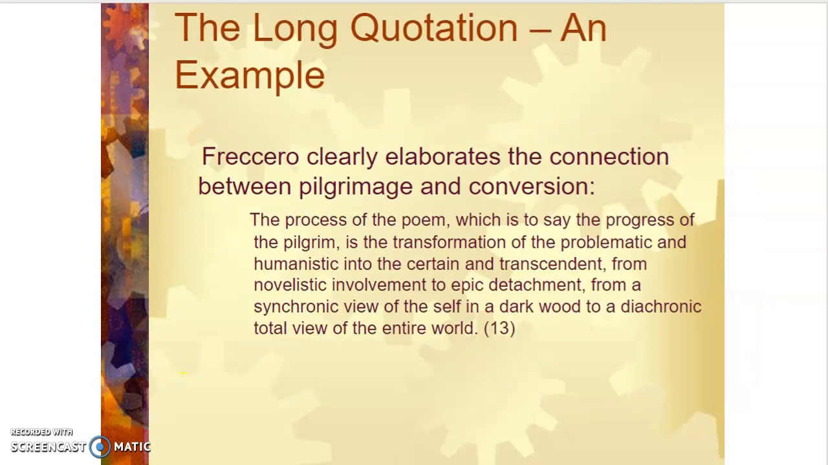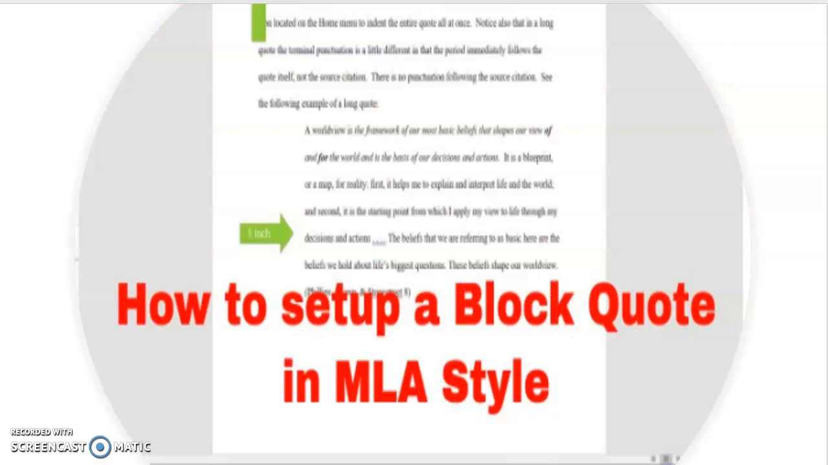You just move it over an inch. Notice there are no quotation marks. The blocking itself shows that this is something being quoted. Also, here's a little crazy rule. If you do a block quotation and there are no quotation marks, leave the period with the quotation, and then your page number that's in the parenthetical citation just goes at the end without a period after it. And here's kind of what it looks like in a paper.